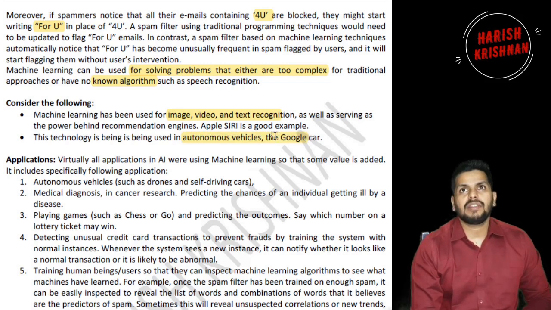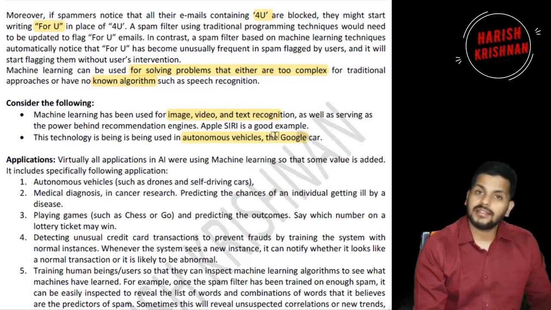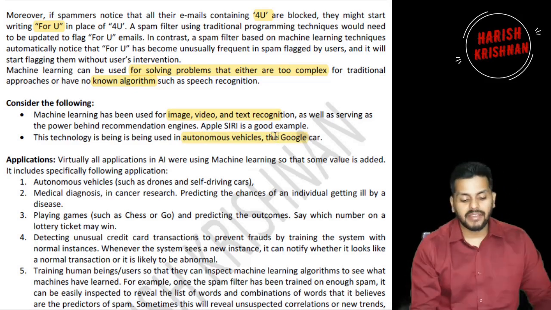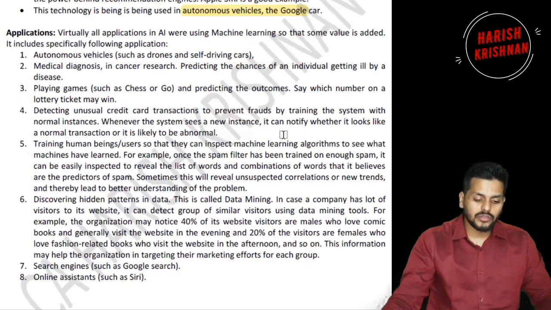Volvo is the best self-driven car. Tesla is a self-driven car. They're all Google cars. They're all using the machine learning technique. Where is it being used? This list is the same.